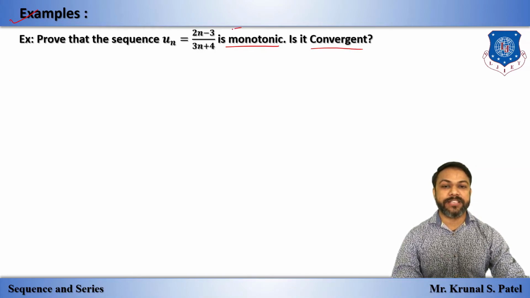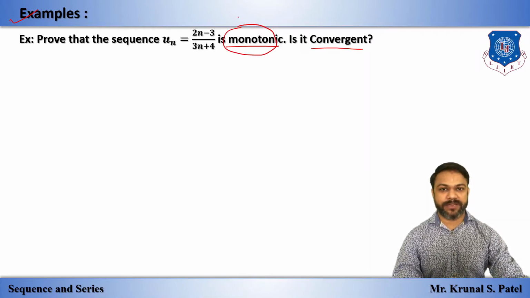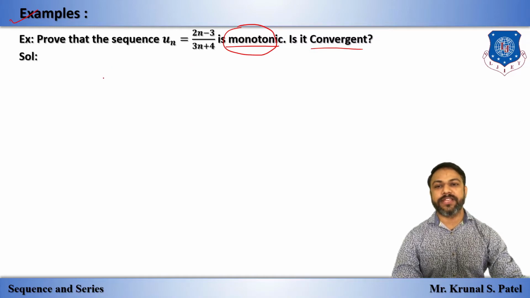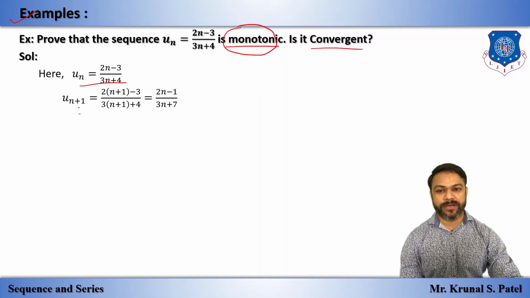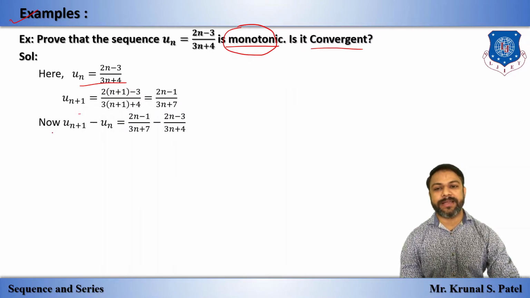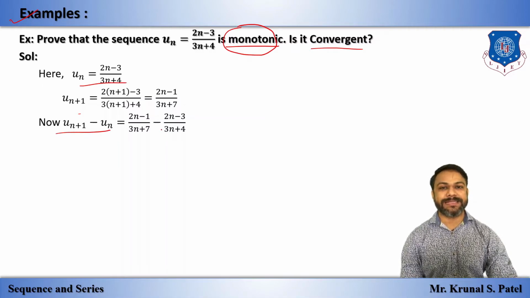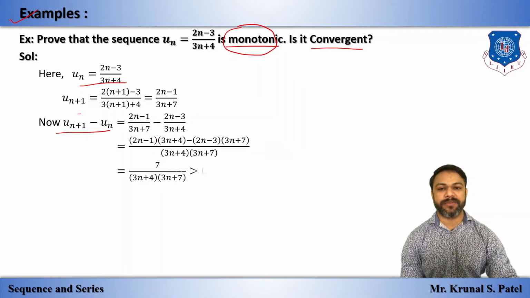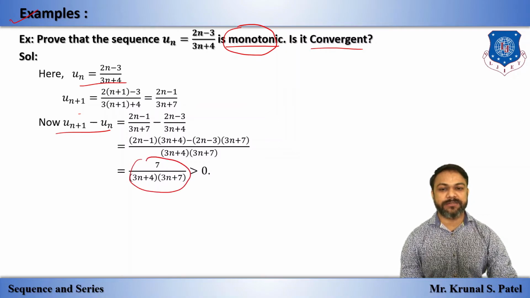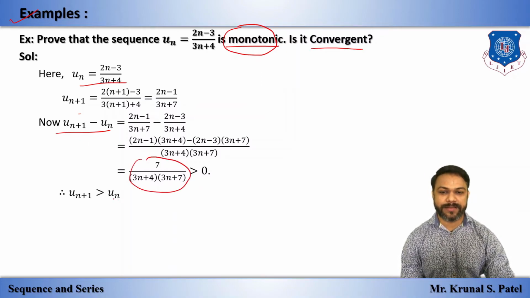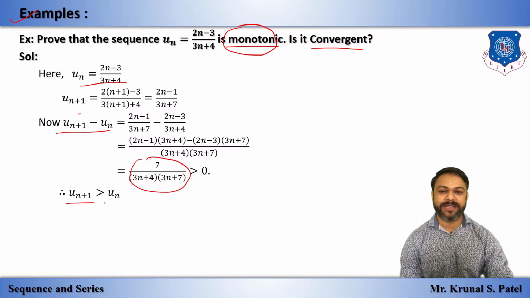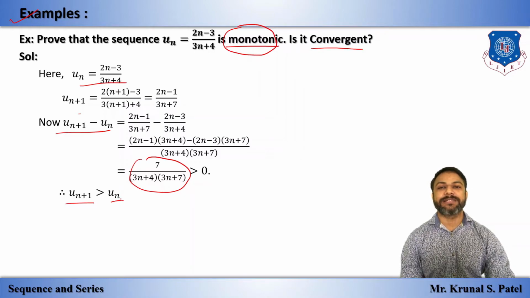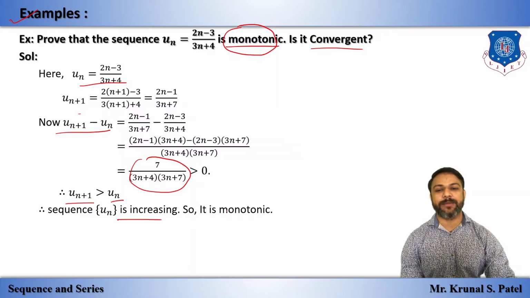So to check increasing or decreasing, as we have seen in this lecture, start with un, and next we will find the value of un plus 1, then we will check un plus 1 minus un by taking the LCM, by cross multiplication, by simplification. This term is positive, that means un plus 1 minus un is greater than 0. So un plus 1 is greater than un, that means it is increasing, and increasing means it is monotonic.